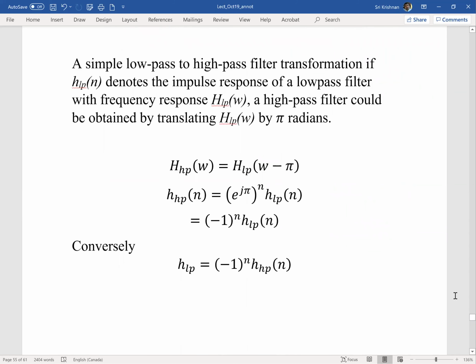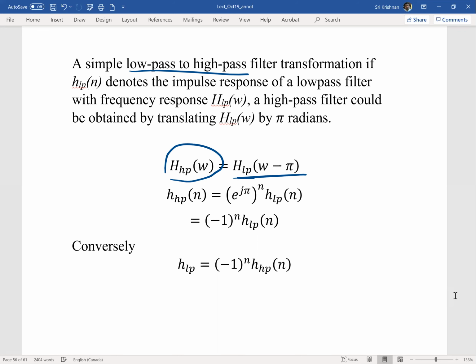Now, finally, this we have talked about before also. We just looked into the example of how a low-pass to high-pass filter transformation should go. From a phase response perspective, just by delaying the phase response, the frequency response of the low pass filter, by pi radians. Okay, so this is a delay that's happening in the frequency domain, by the way, in the omega domain. By pi radians, I can get a high pass filter.